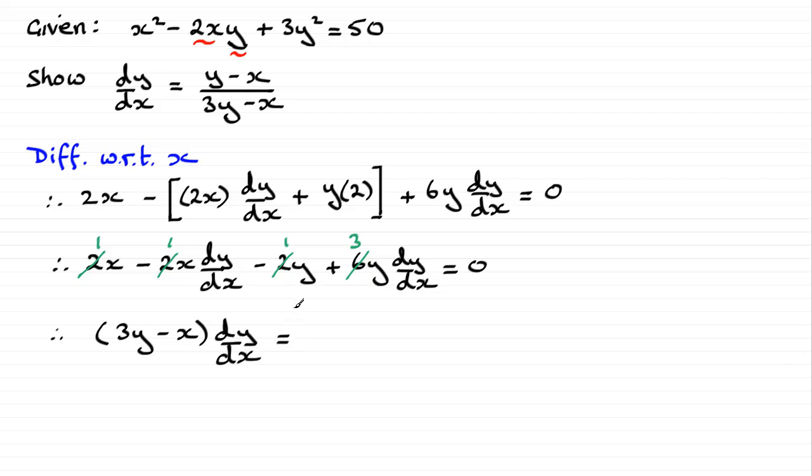Then I'm going to add y and minus x to both sides, and that's just going to leave me with y minus x. If I divide both sides by the 3y minus x, you can see I get the result that we had to show: y minus x, all over 3y minus x.